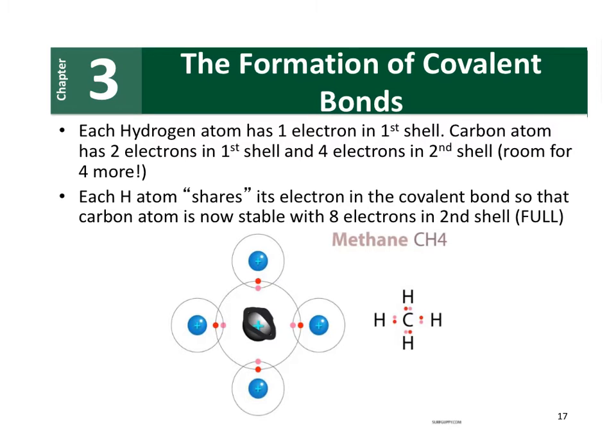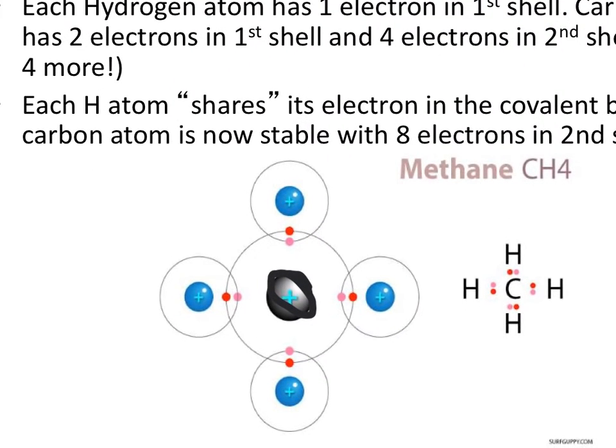And in this case, instead of the carbon grabbing all the electrons for itself, the carbon and the hydrogen share. So the hydrogen has 1 electron, the carbon has 4 electrons. And then they share, and this is called covalent bonding.